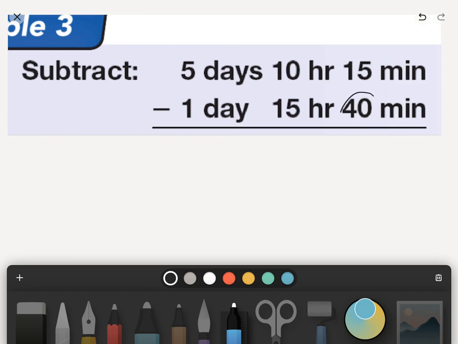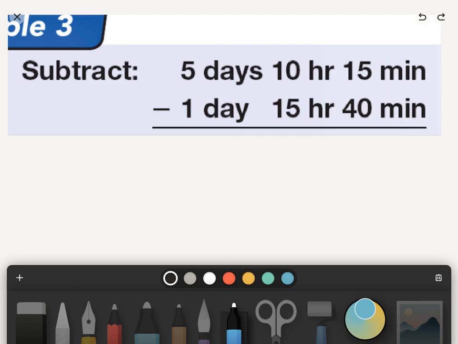So you can't subtract 40 from 15. So I'm going to need to rearrange my values here. Now, you might notice, because I subtract from here and bring it over to here, what I'm going to end up with here at the top still works out to be the same, 5 days, 10 hours, and 15 minutes. We're just rearranging the values a little bit.